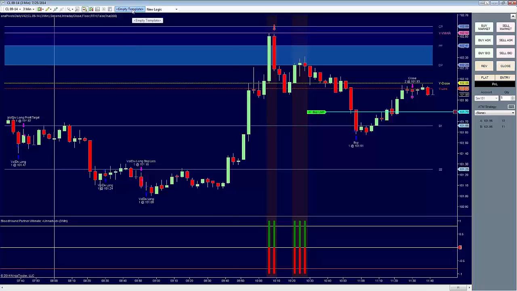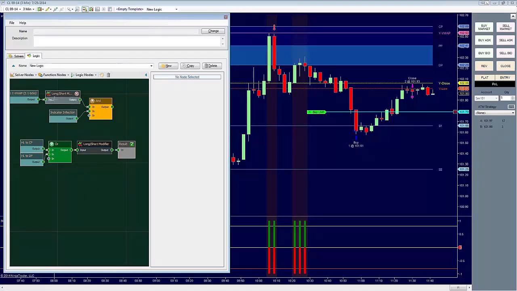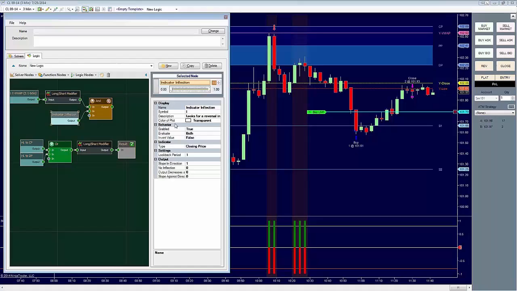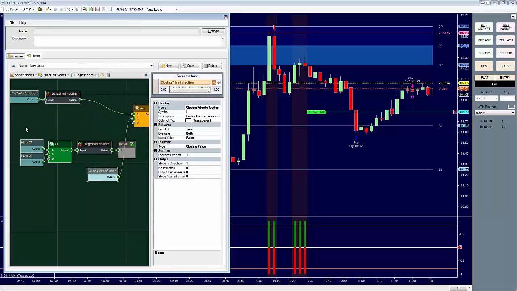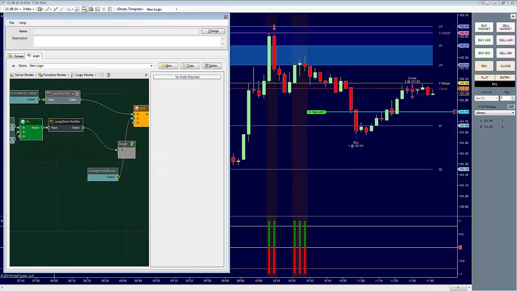I could connect these two together. Let me take off this inflection solver. Let me name that first. Closing price inflection. So I could add both of these together with an OR node.